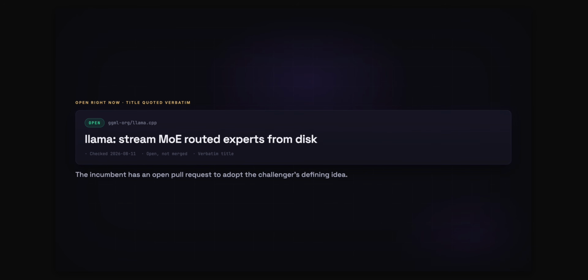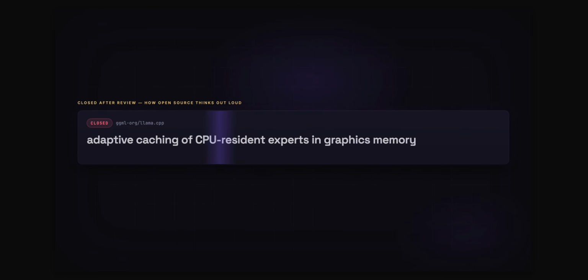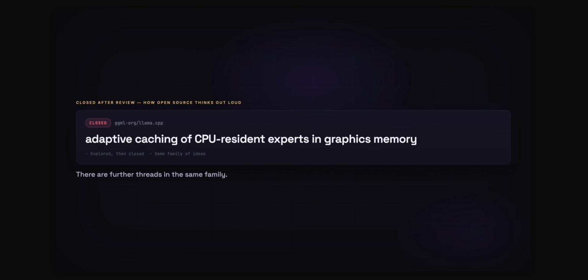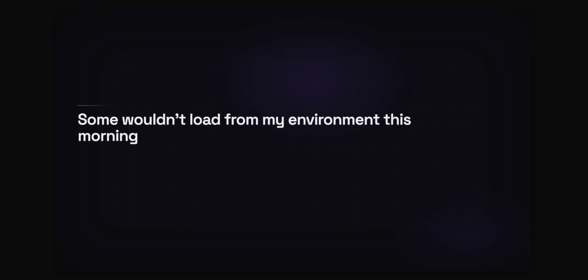A second thread, closed after review, which is how open source thinks out loud, explored an adaptive scheme for caching CPU-resident experts in graphics memory. There are further threads in the same family. Some wouldn't load from my environment this morning, so I'll characterize them only as linked below. But the direction needs no speculation. The ideas are merging, not competing.